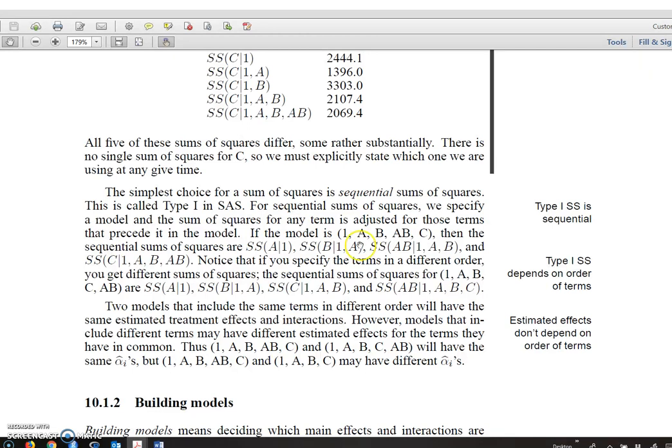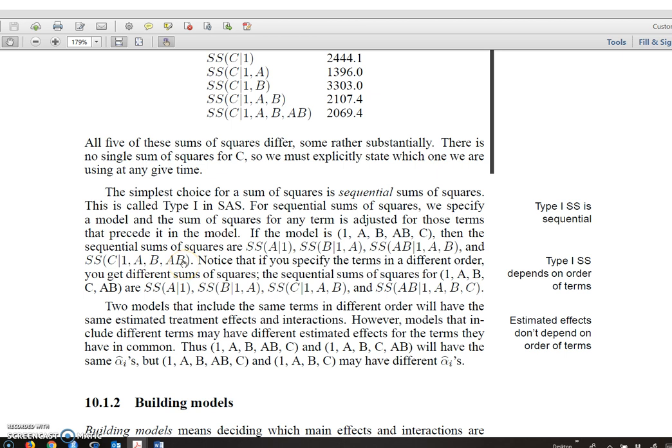So if the model is the following, we've got A, B, AB interaction, and C, then the sequential sums of squares are A given 1. Notice A and B and C are arbitrary, so we're just starting with A. It's just whatever your first denoted factor is. Then B given 1 and A. Then AB given 1, A, and B, and then C given 1, A, B, and AB.